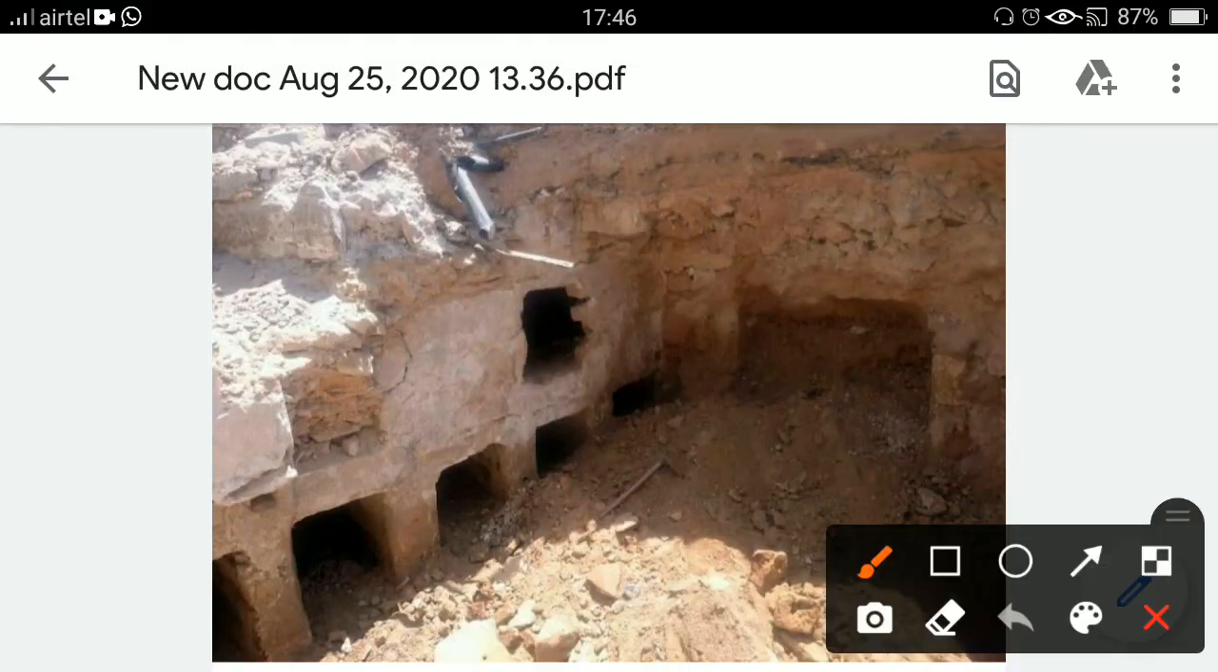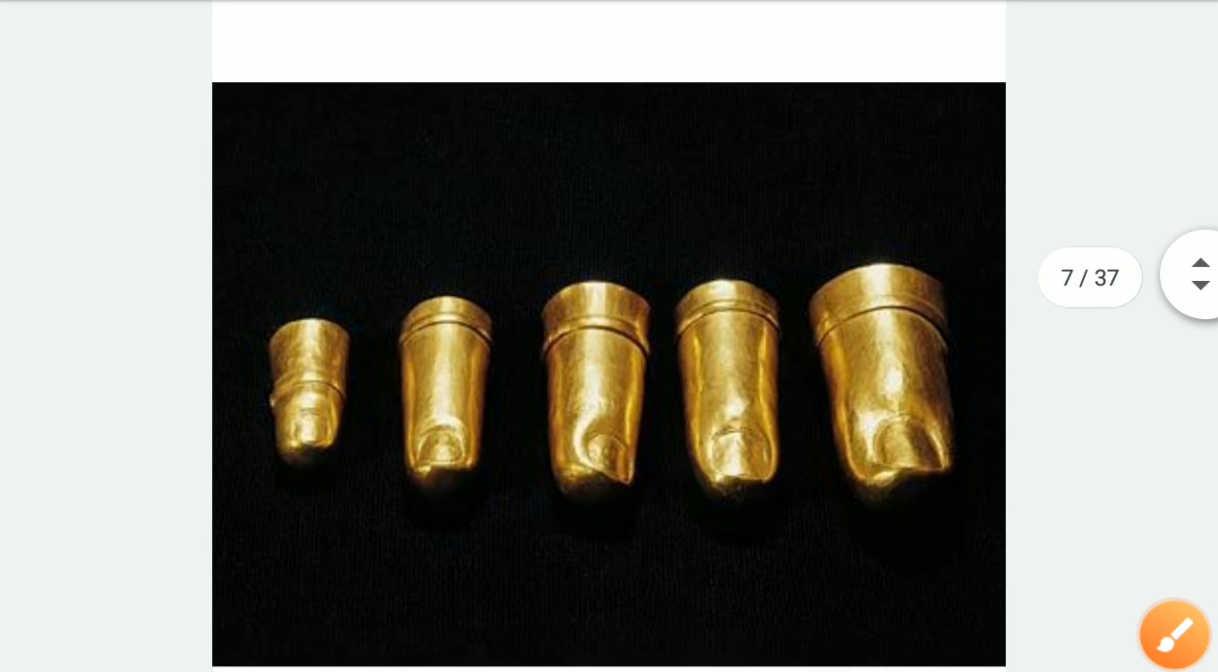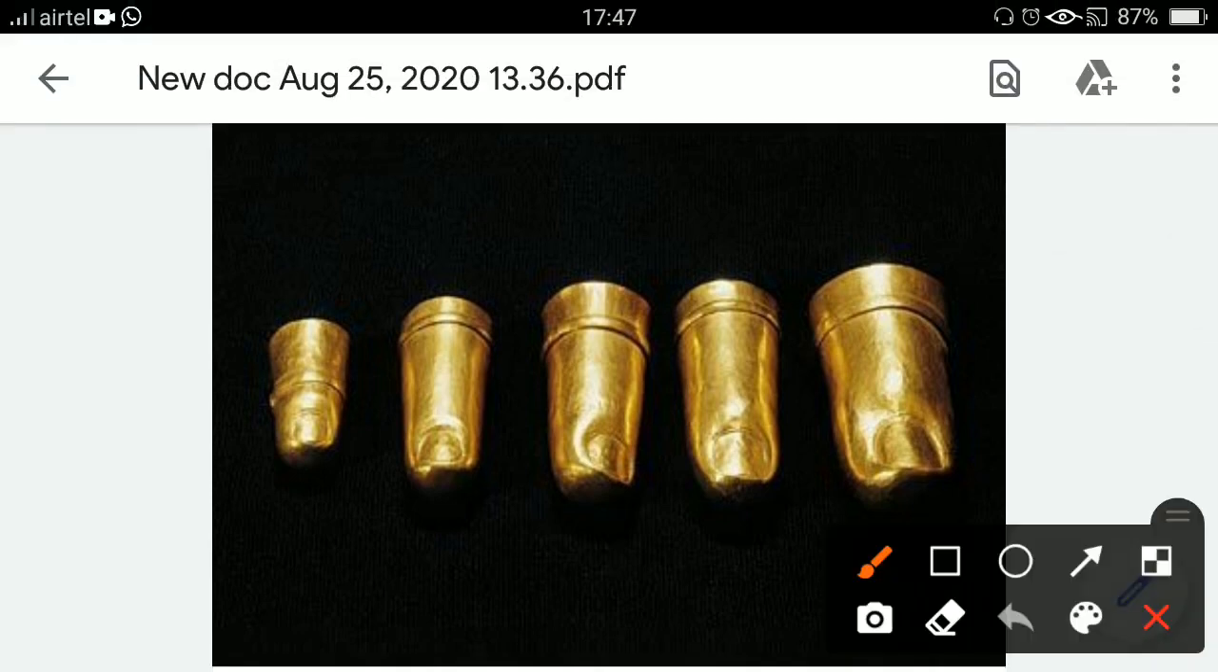This is the image of a tomb which is rock cut, मतलब रॉक को कट करके उसमें टूम बनाए जाते थे, ठीक है. So how laborious the ancient people were, you can imagine.